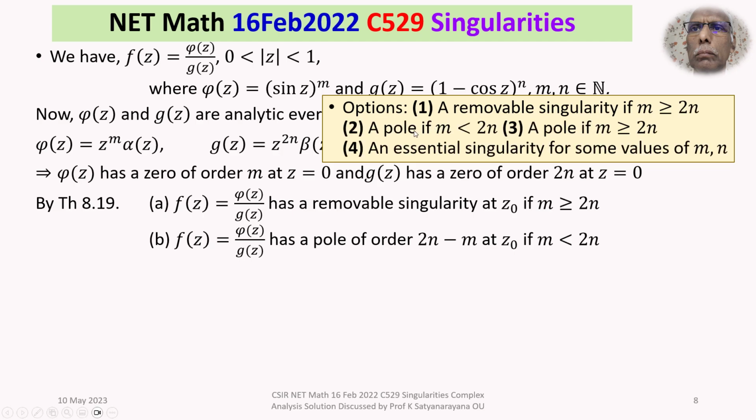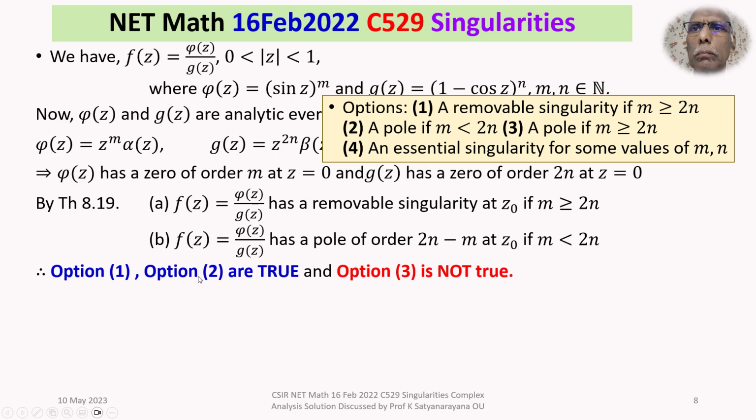From these options, f of z has a removable singularity at z naught if m is greater than or equal to 2n. That means option 1 is true, and the second one tells you option 2 is true, and option 3 is false because it is true only when m is less than 2n, but it is given here in option 3 as m greater than or equal to n. So this will tell you option 1 and option 2 are true and option 3 is not true.